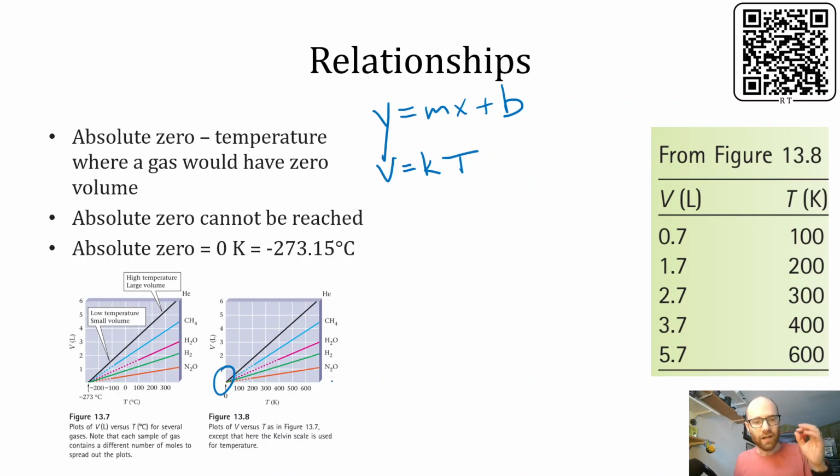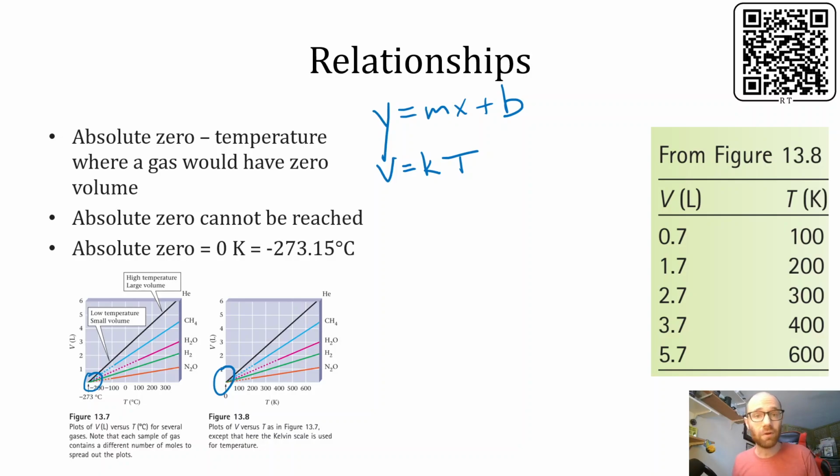Here we've got 5 different samples of gas, and you can see on the left we graphed it in Celsius, and on the right we graphed it in Kelvin. And you can see at the bottom, each sample of gas contains a different number of moles to spread out the lines. You'll see that each one has a different slope, but of particular note, they converge at this 0 point. Now this 0 point, as I said, would be the lowest temperature. This would be the temperature where volume is 0.